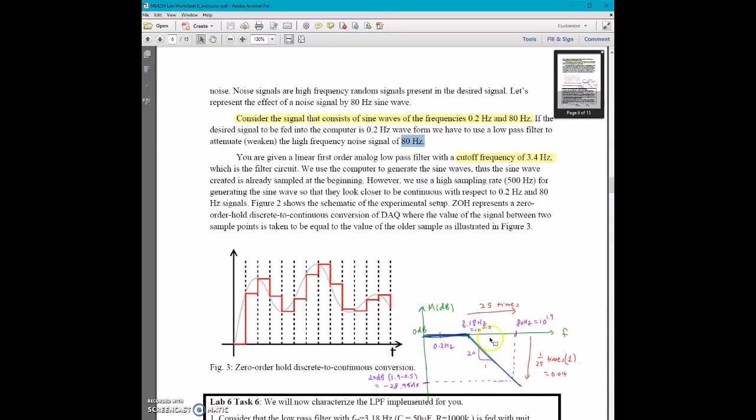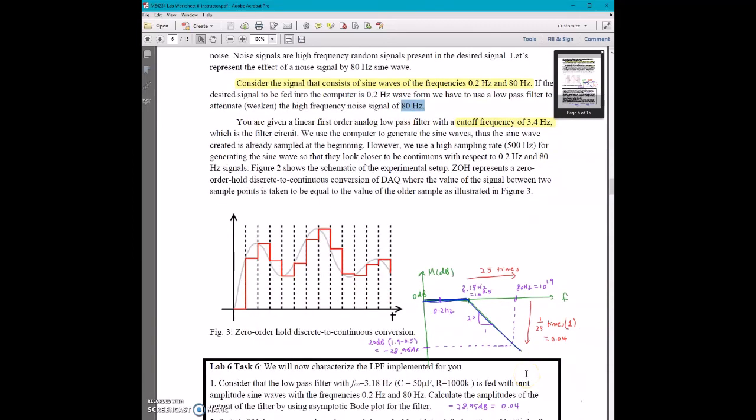When you look at the red mark, this is how I've been teaching in class. Since 3.18 hertz and 80 hertz are 25 times apart, you'll lose 24 out of 25 of the signal. That means it gets reduced by a factor of 25. So what is 1 over 25? That's 0.04. You're only going to have 4% of the original amplitude of the 80 hertz signal. That sounds very good.